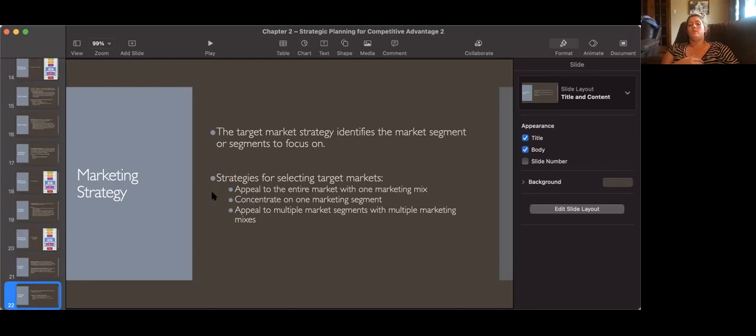So you want to appeal to the entire market. You can concentrate on one market segment, or you can appeal to multiple markets. So for me, I say I want to appeal to multiple markets with multiple marketing mixes. When we talk about the marketing mix, that means the products, the pricing, how I promote. So I may say, come, let me take your picture. And you may have a family. Or I might say, come, let me take your picture. And you're a senior in college and you need photos taken. Those are two different target audiences, but my messaging can appeal to both in a lot of context.